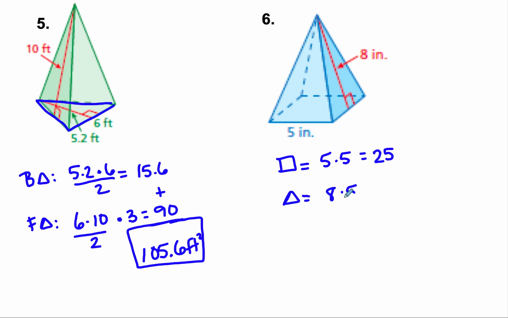So we do 8 times 5 divided by 2 for 1. And then we do times 4 because there are 4 of them. All right, so let's see. 8 times 5 divided by 2 times 4 is going to give me a total of 80. And then I am going to add everything together. 25 plus 80 is going to give me 105. This one's going to be inches squared.